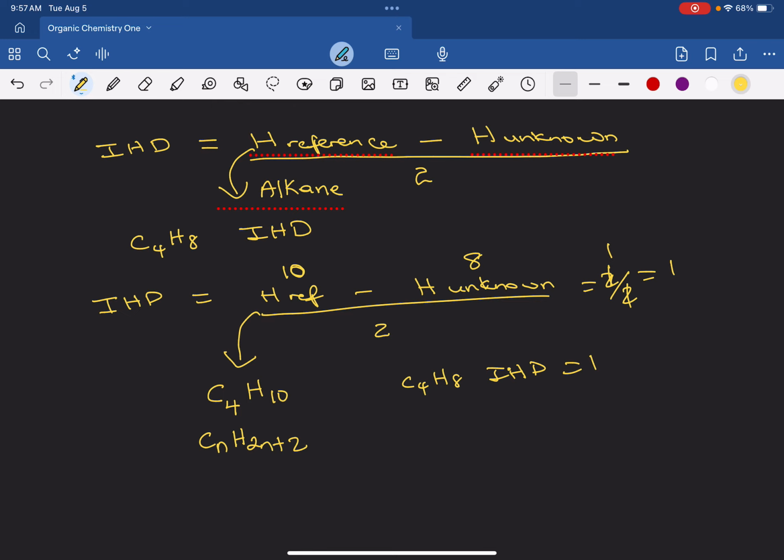So let's go ahead and draw possible structures for C4H8. C4H8 can be a square, or it can be butene.